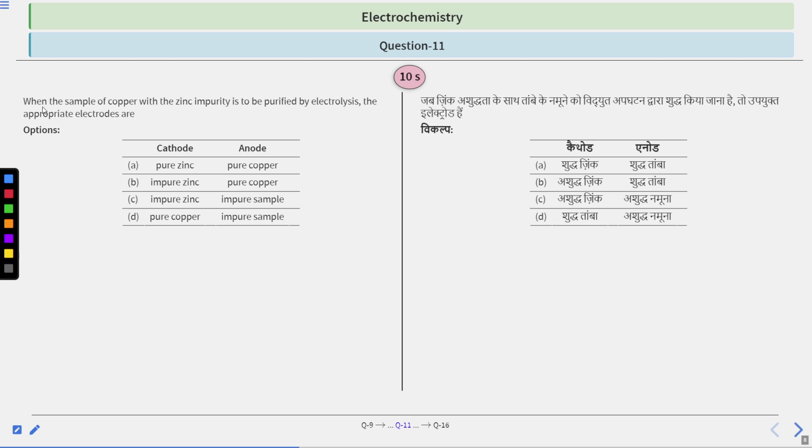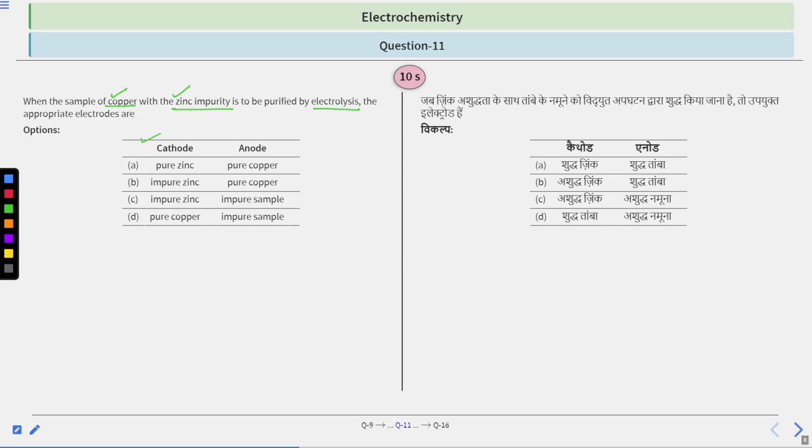Question number 11. When a sample of copper with zinc impurity is to be purified by electrolysis, the appropriate electrodes are. We have to remember the concept of the electrodes and the purification. So we have a sample in which we have copper and a zinc impurity. We have to purify this by electrolysis. So what kind of appropriate electrodes should we use?